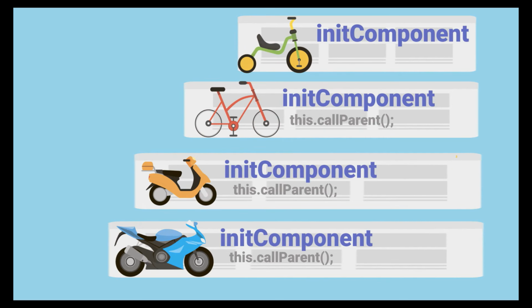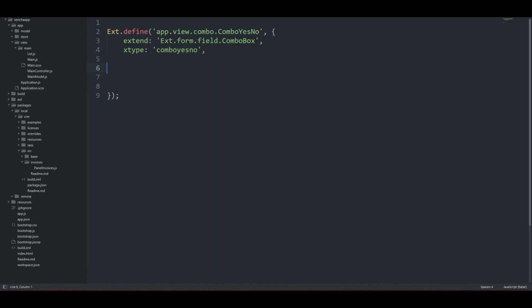Let's now make an example of specific components with predefined data. In this case, we'll define two combos: combo yes no and combo gender. We'll start by creating the general structure of an ExtJS class using the define method. Defining combo yes no, it's important to note that this combo extends from the structure of the combo box field, the component that already exists in the ExtJS library.